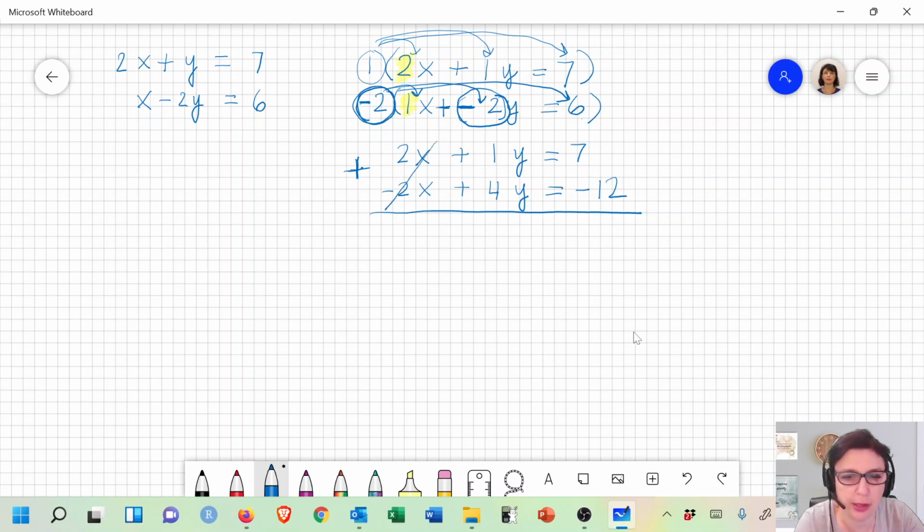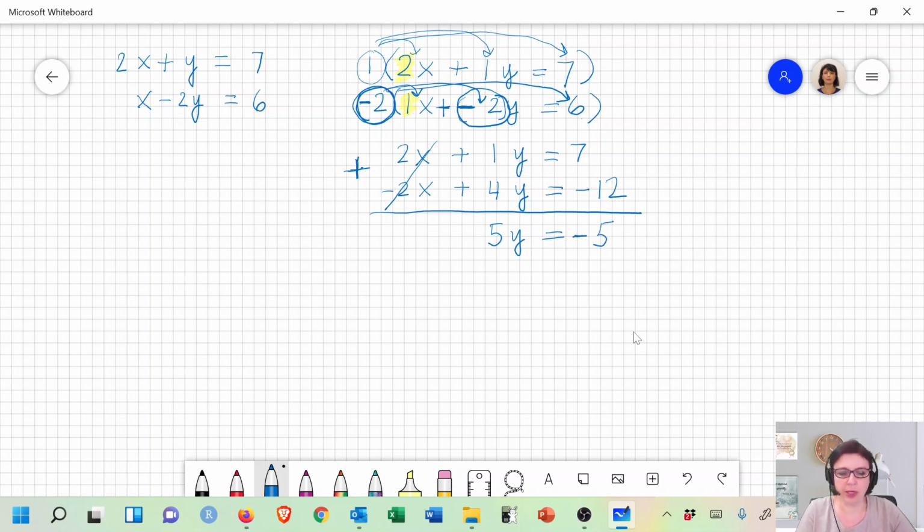They will cancel, and when we add them up, they give us a 0. What's going to happen for the other variable? It will be 1y plus 4y. So it's like 1 apple plus 4 apples. That's 5 apples, okay? And on the other side, 7 minus 12, you can use your calculator. If you cannot do this in your head, that's fine. But you get negative 5.